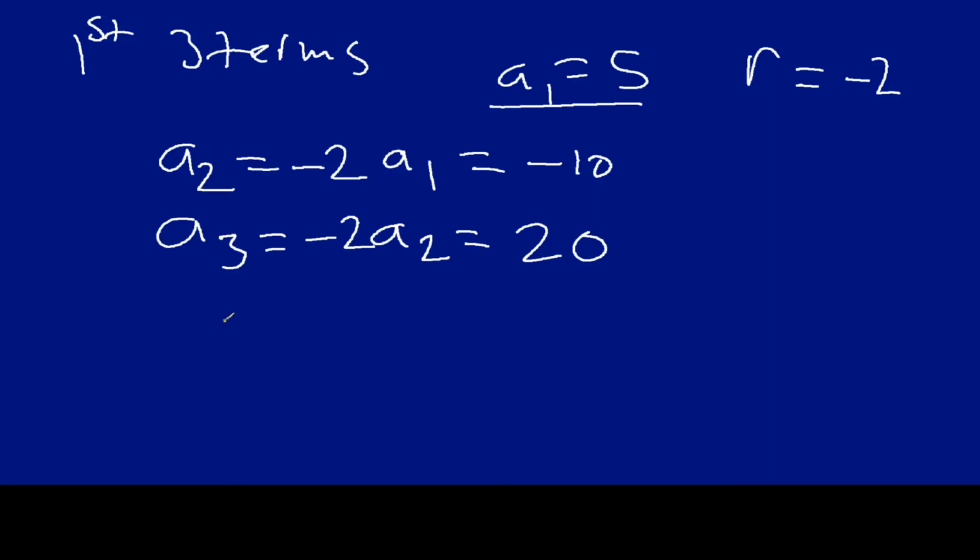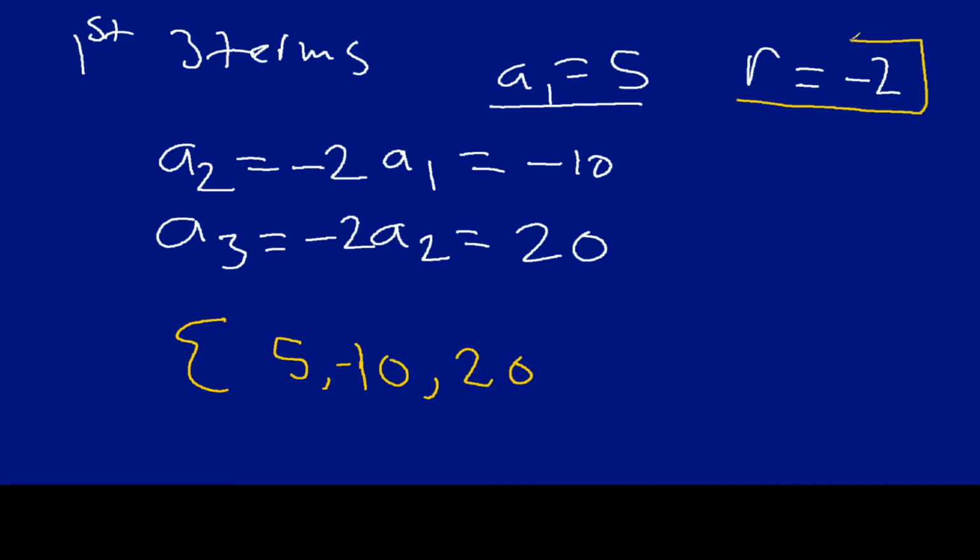So if I had to make my set for the first three numbers, it would be 5, -10, and then 20, like so. And so it's going positive, negative, positive, because our ratio has that negative number there. That's what's happening. Let's go ahead and move on, shall we?